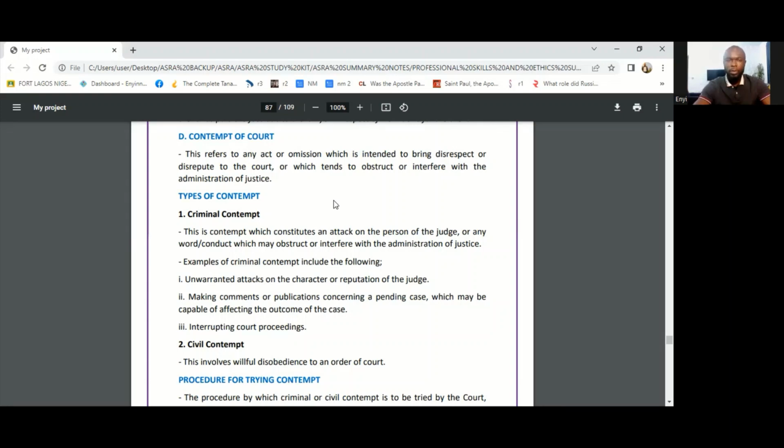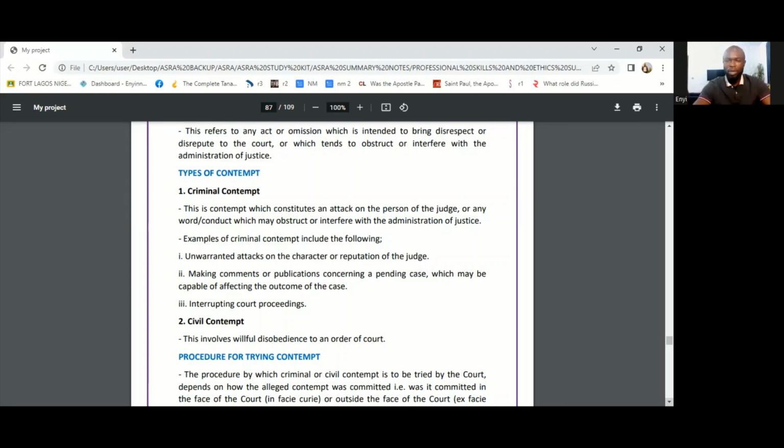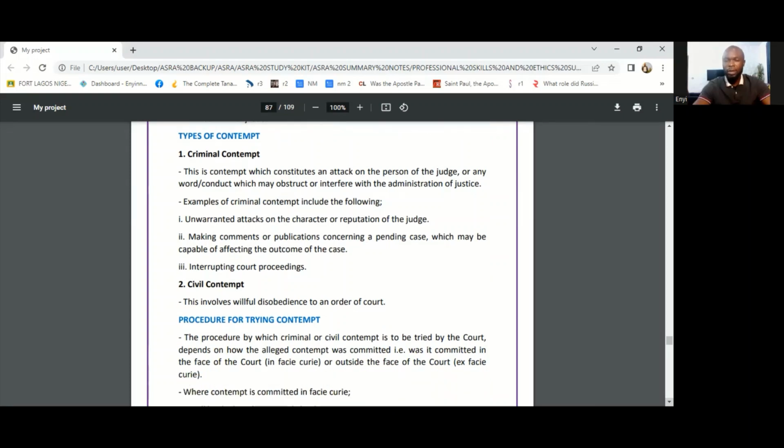All right. So if a person or persons do any act or make any omission which is going to be considered to be disrespectful towards the court or to be interfering with the administration of justice, that would be contempt of court. Now, you see that contempt of court are of two types. We have criminal contempt and we have civil contempt.